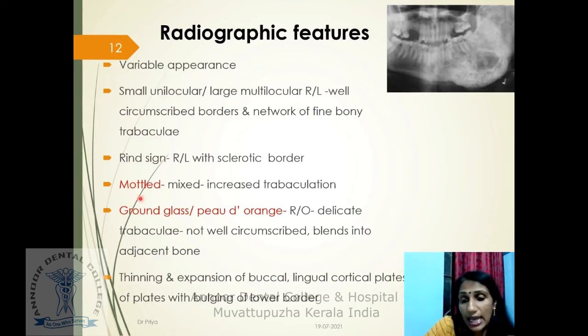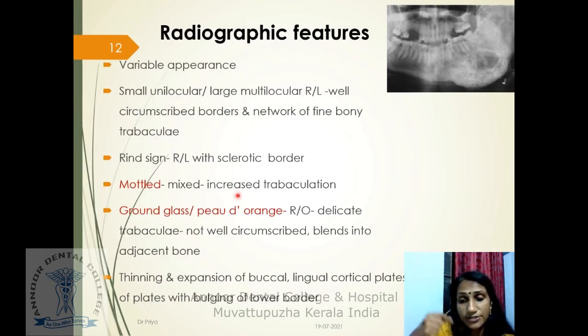Sometimes you can have another appearance which we call a mottled appearance. So you can have a complete radiolucency, or you can have a mottled appearance. The mottled appearance is where you will have radiolucency along with radio-opacity.